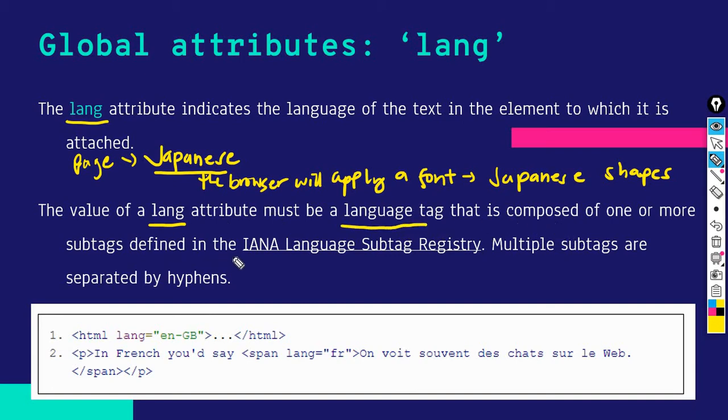So the value of a lang attribute must be a language tag that is composed of one or more subtags defined in the IANA language subtag registry. So you can check this out. So multiple subtags are separated by hyphens.